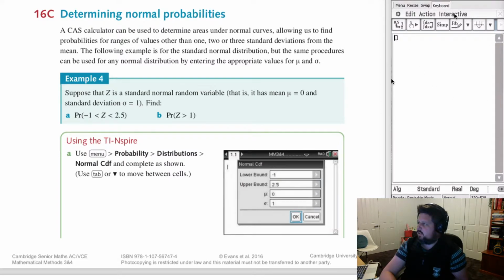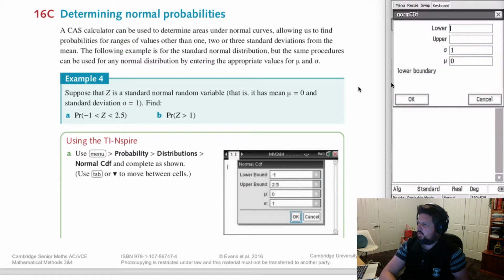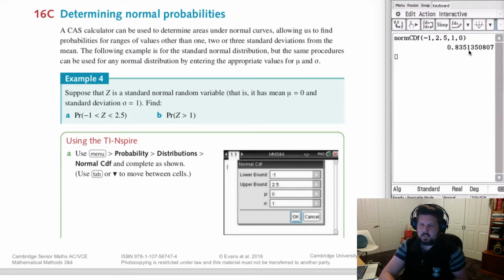So the first is in the main section here. You can go to interactive, distribution, continuous, and normal CDF here. Now, this is where we put in the values. So our lower value here is going to be -1. Our upper value is going to be 2.5. And our mean is 0 and our standard deviation is 1. Perfect, they're already locked in like that. We click OK and it tells us the probability there. In this case it's 0.84. So that's for part A.